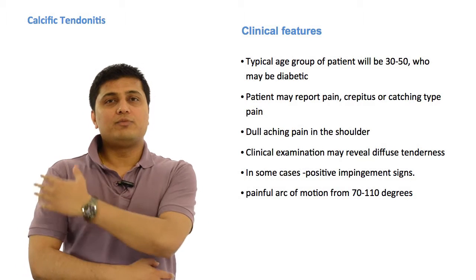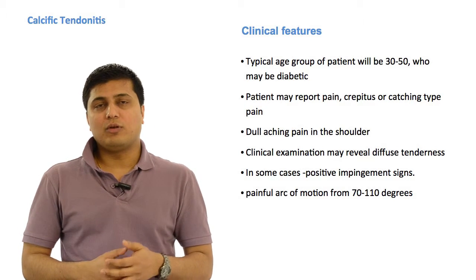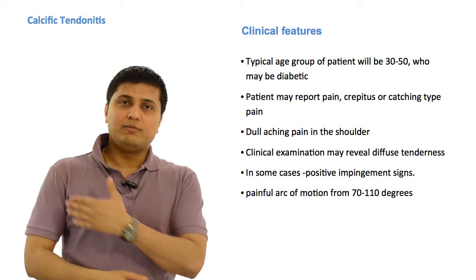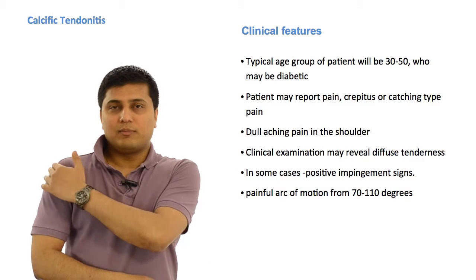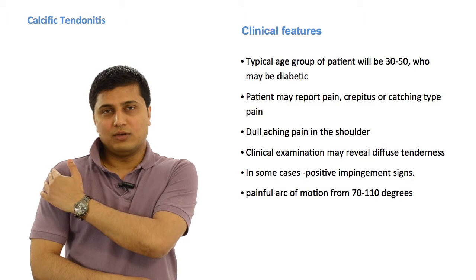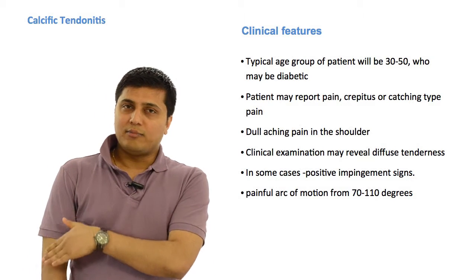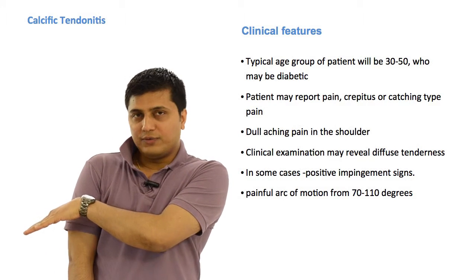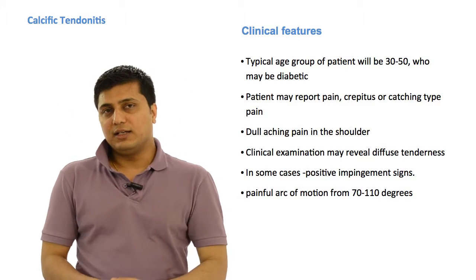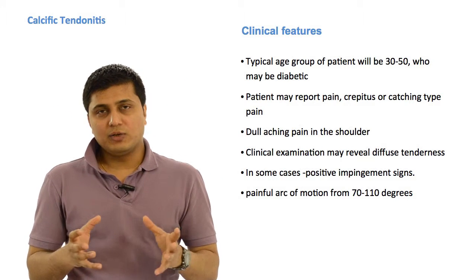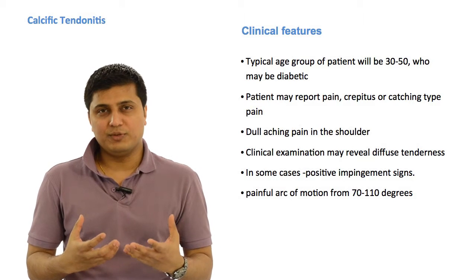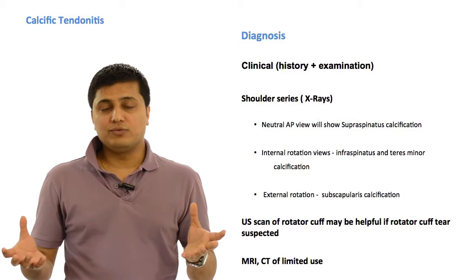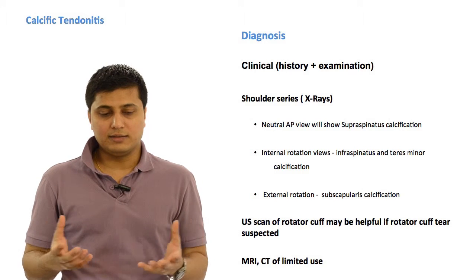They report a diffuse pain across the shoulder, and some patients may report loss of movement as well. In the clinical examination, you may find diffuse tenderness across the shoulder. Sometimes it may be just on the lateral aspect of the shoulder. And classically, they report a painful arc of motion between 60 to 120 degrees. And depending on the extent of disease, they may have positive impingement signs such as the Hawkins-Kennedy test, Neer test, etc.